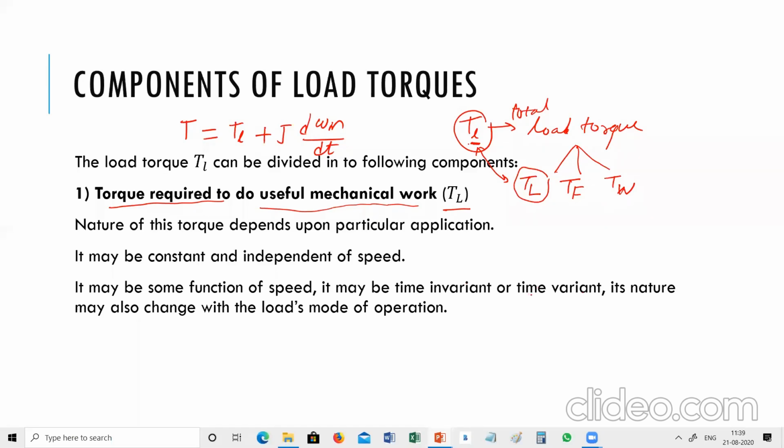Okay, if the torque is constant over the time period, then it is time invariant, and if it varies from time to time, then it is time variant. Its nature may also change with the load's mode of operation. Maybe during forward motoring its value is different, and during braking its value is different.